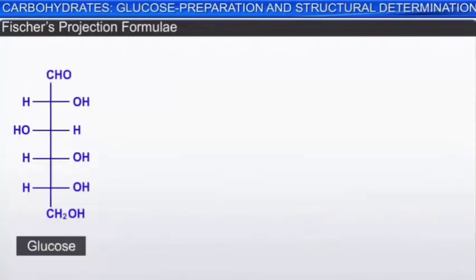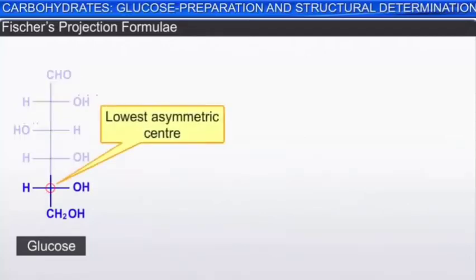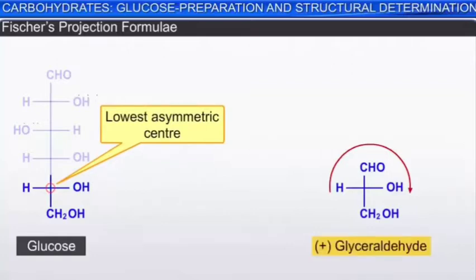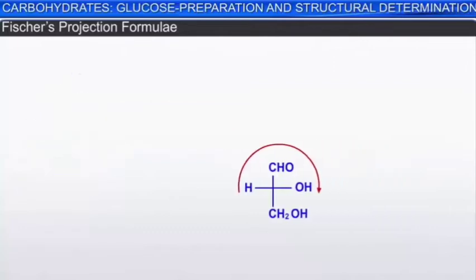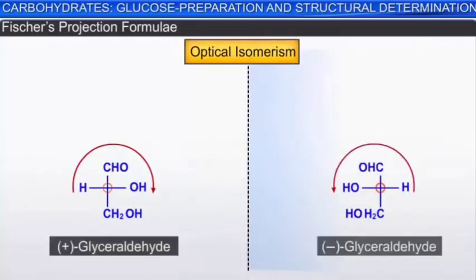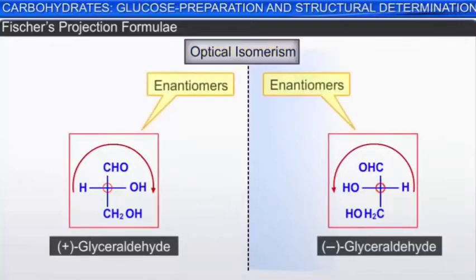To assign the configuration of a carbohydrate containing more than 1 chiral center, the lowest asymmetric carbon of the carbohydrate is compared to the configuration of an arbitrarily chosen standard, that is, dextrorotatory glyceraldehyde. Glyceraldehyde is chosen as a standard of reference as it is the simplest carbohydrate that has a single asymmetric carbon that shows optical isomerism. Shown here are the 2 enantiomers of glyceraldehyde.